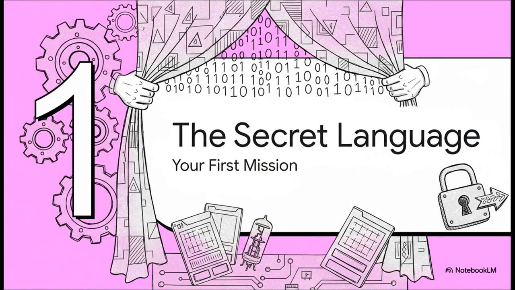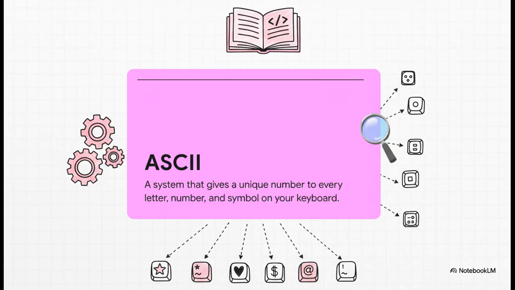All right, Codebreaker, welcome to your first mission. We're about to pull back the curtain on the secret language, this system, that honestly makes everything we do on computers possible. So this secret code has a name, ASCII. Now that stands for American Standard Code for Information Interchange, which is a total mouthful, I know. You can just think of it as the official codebook for your computer. It's basically a big list that gives a unique number to every letter, every symbol, everything.